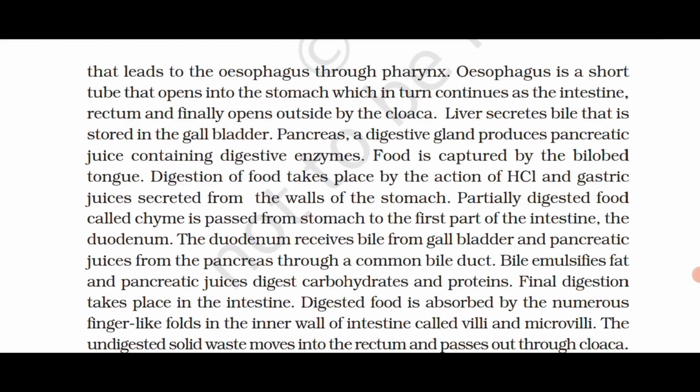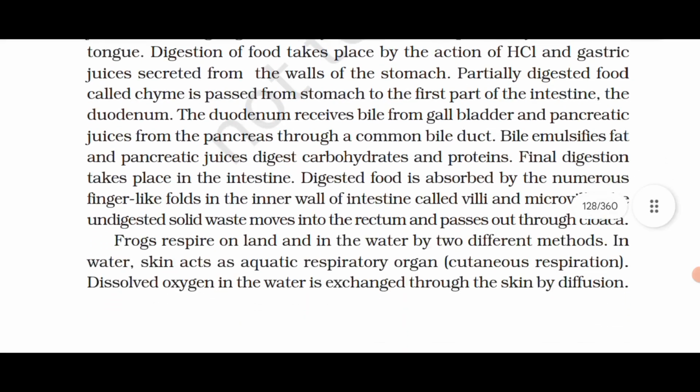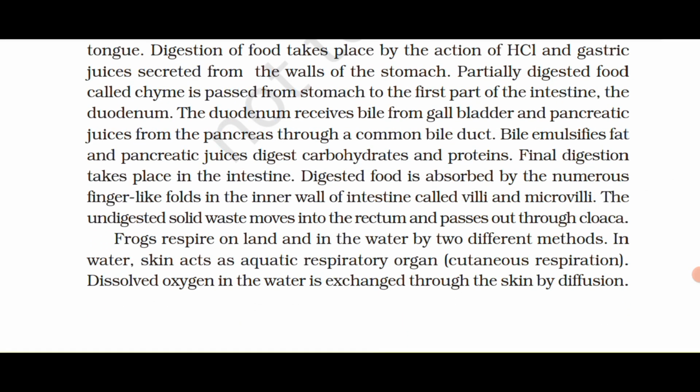Final digestion takes place in the intestine. Digested food is absorbed by the numerous finger-like folds in the inner wall of the intestine called villi and microvilli. The undigested solid waste moves into the rectum and passes out through the cloaca.